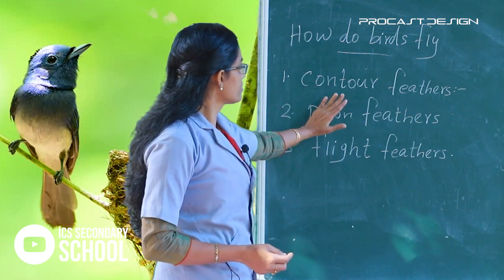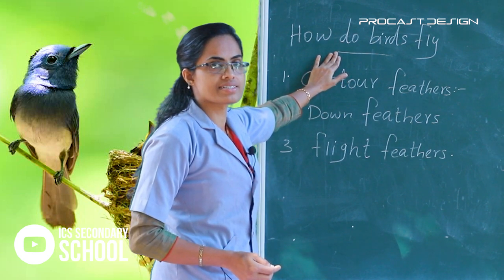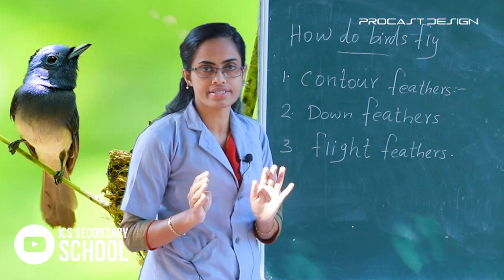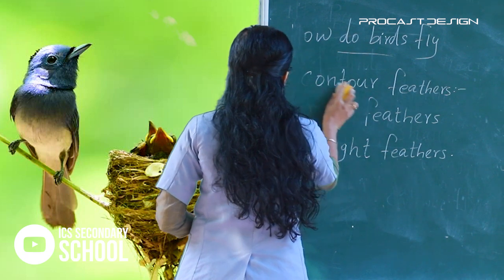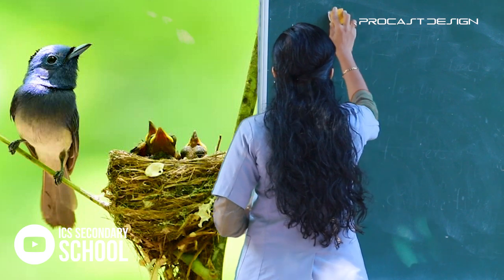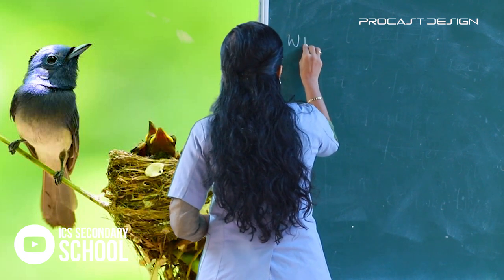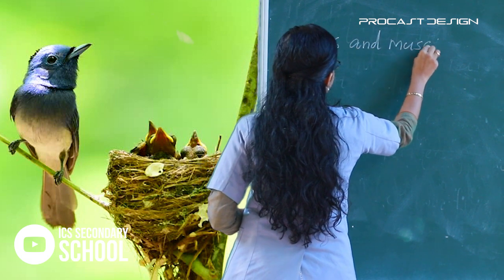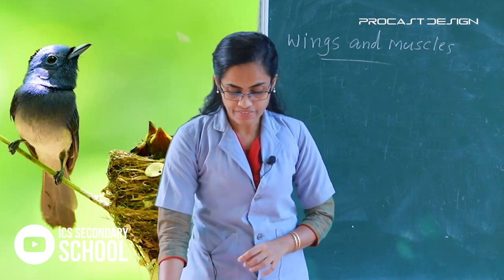How do birds fly? It is helped by feathers, muscles, wings, and hollow bones. All of you understand? Yes. And the next one, listen here. And the next one, wings and muscles. Listen, in your textbook, wings and muscles.